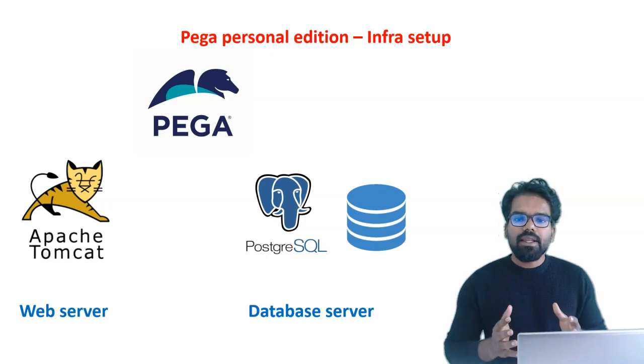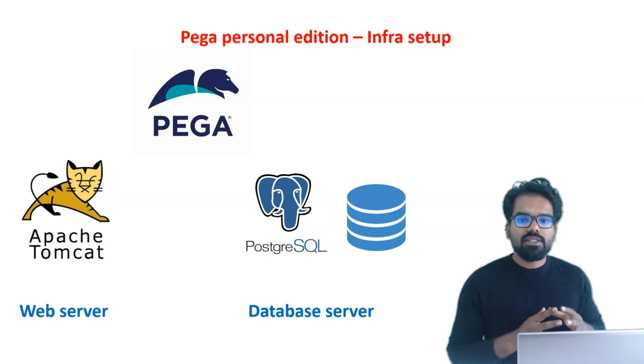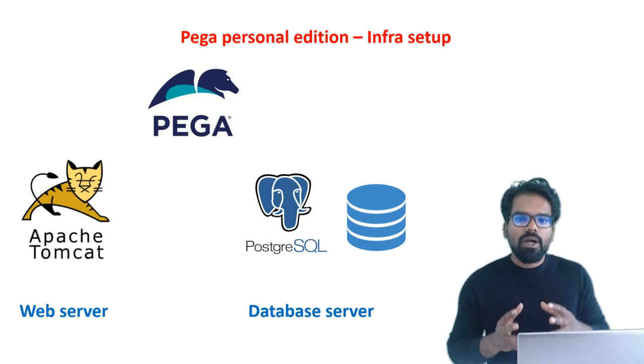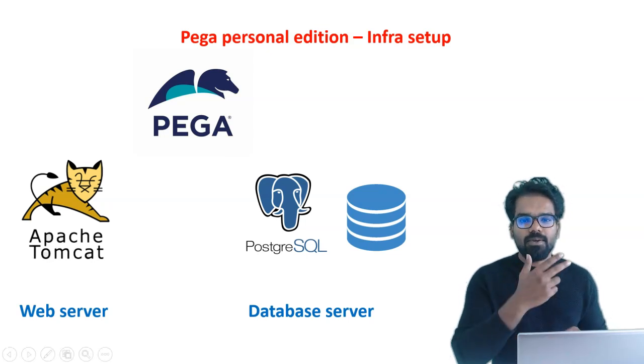Postgres. In setting up Pega Personal Edition, you don't have to update any configuration files. But in real time, you may have to update the configuration files of these servers pointing to the organization server's host names or port names, etc. So in this video, I'm going to show you the important configuration files that are part of Tomcat as well as Postgres. Let's go to the tutorial.